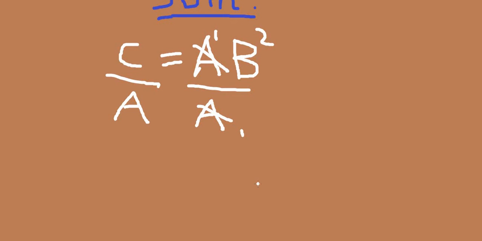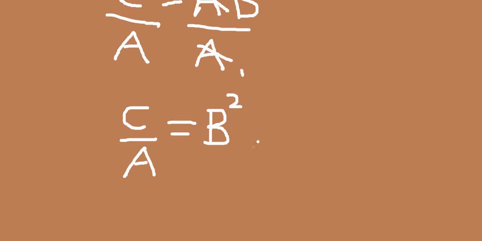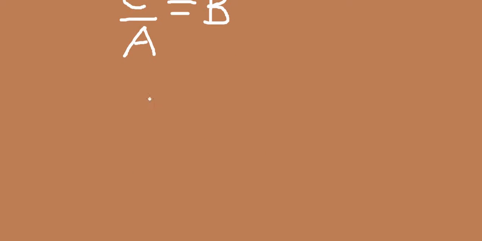So we are going to find that our equation now becomes C over A equals B power 2. Then C over A equals B power 2.